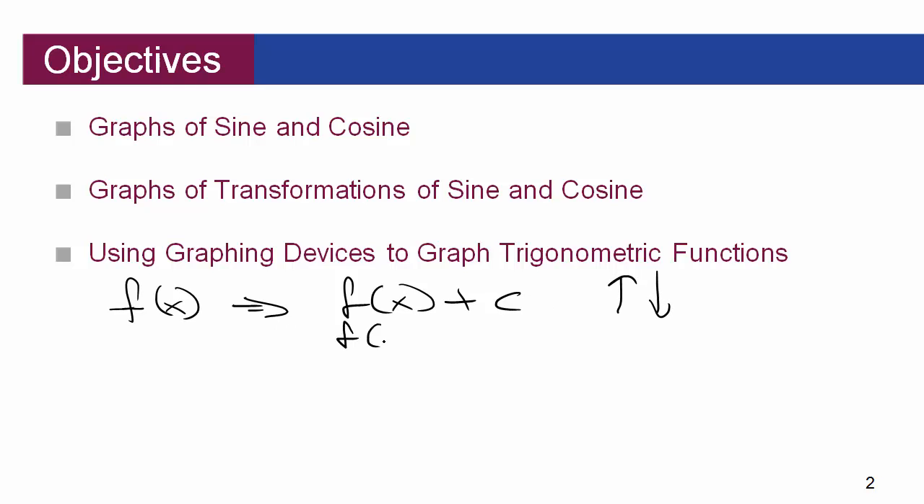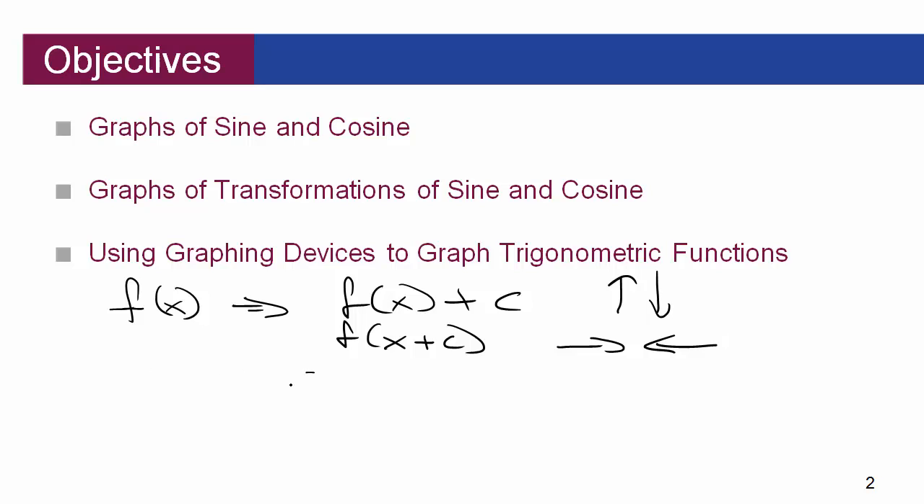What if we go to f of x plus c on the inside? It's on the inside of the function. Well, then we know it's going to shift it to the right or shift it to the left, and it's always counterintuitive on the inside. So if it's plus c, if it's a positive number, it's going to shift it to the left. And if it's minus c, so it looks like a negative number, it's actually going to shift it to the right.